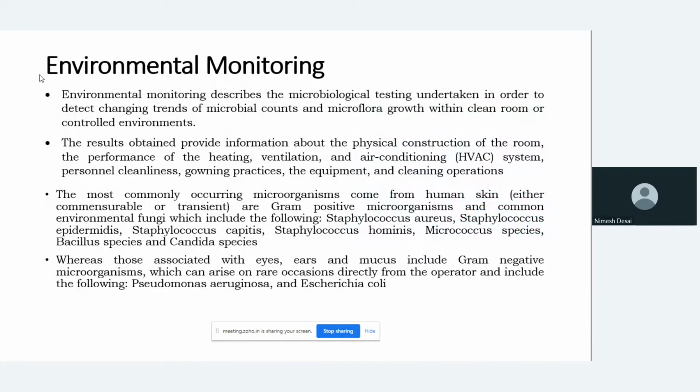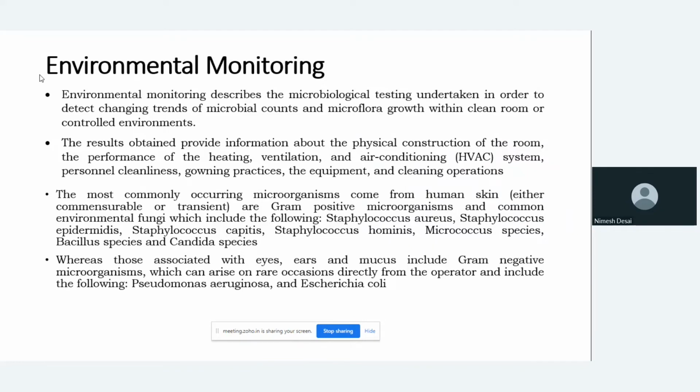After that, environmental monitoring. Environmental monitoring describes the microbiological testing undertaken in order to detect changing trends of microbial count and microflora growth within clean rooms or controlled environments. The results obtained provide information about the physical construction of the room, the performance of the heating, ventilation, and air conditioning system, personnel cleanliness, gowning practices, the equipment, and cleaning operations.